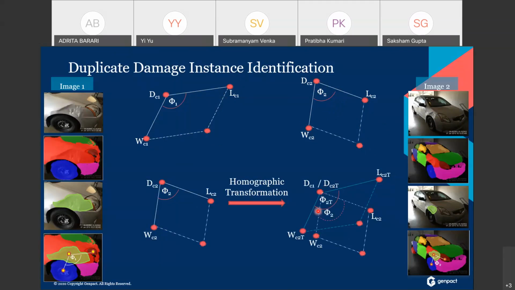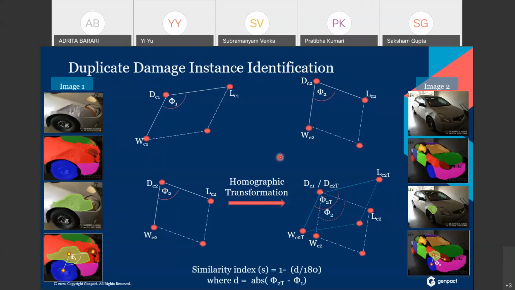So now you see that this is phi 2t, which is the angle in between these lines of the transformed image. So this is our parallelogram that we have got, and this is what we had before. Now these two are comparable because they are in the same plane. So what we do is we find out the angular difference in between these two.